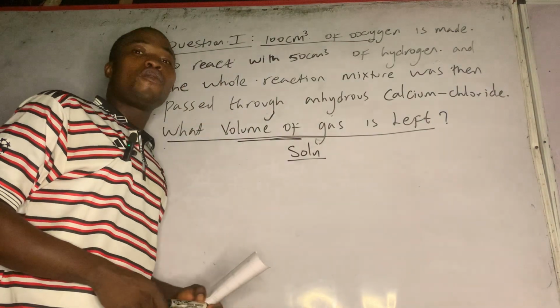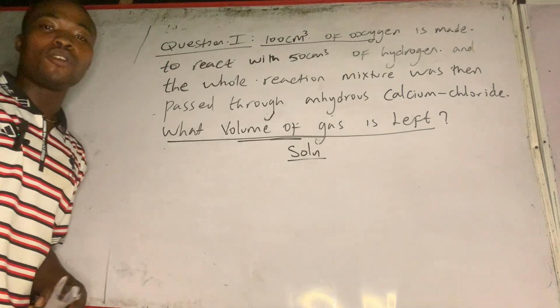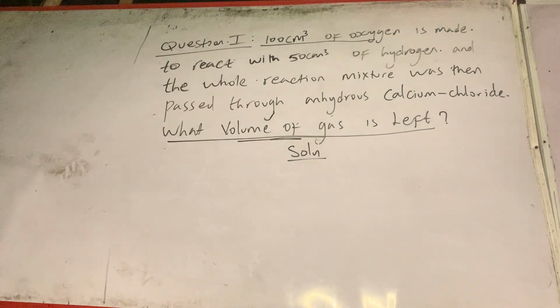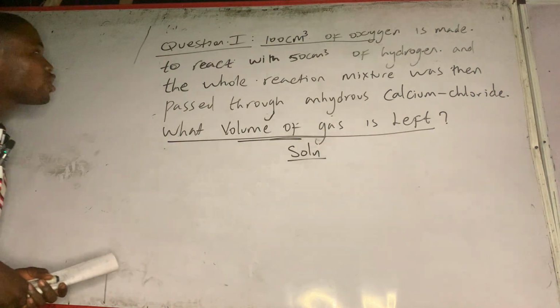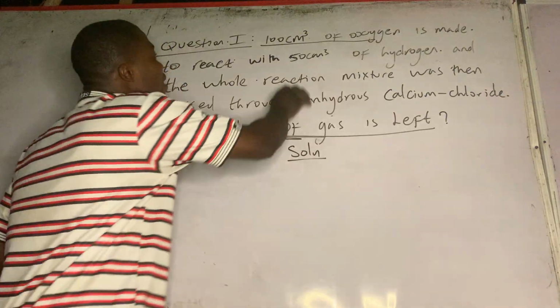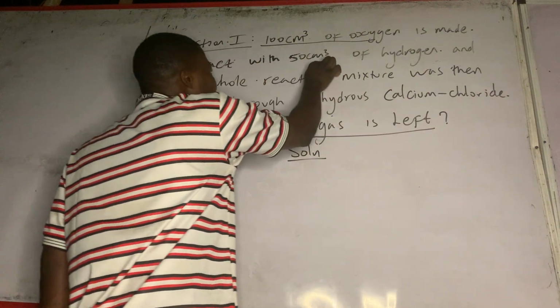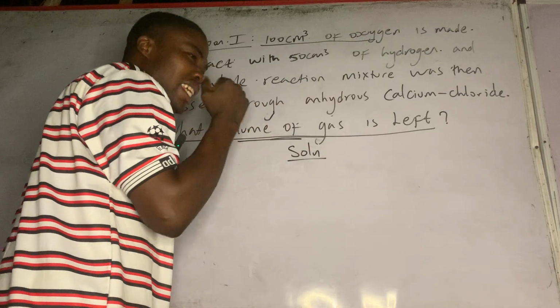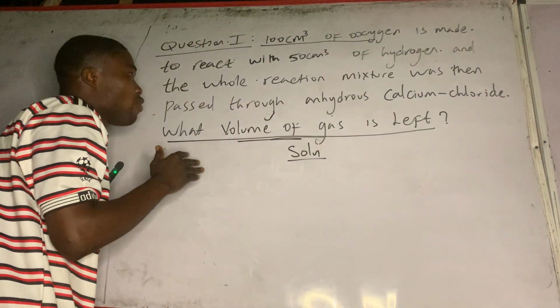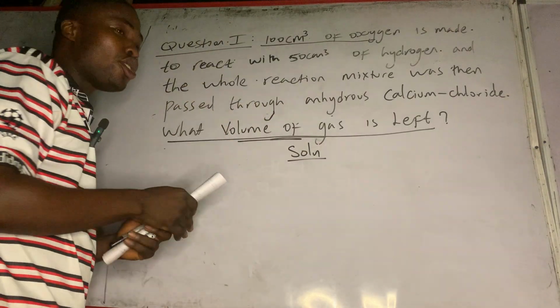Now, quickly, for this kind of simple question, there are some keynotes. The question says 100 cm cube of oxygen gas is made to react with 50 cm cube of hydrogen gas. As a good student, I should be thinking this is Gay-Lussac's law, because it has to do with the reaction or combination of gases.